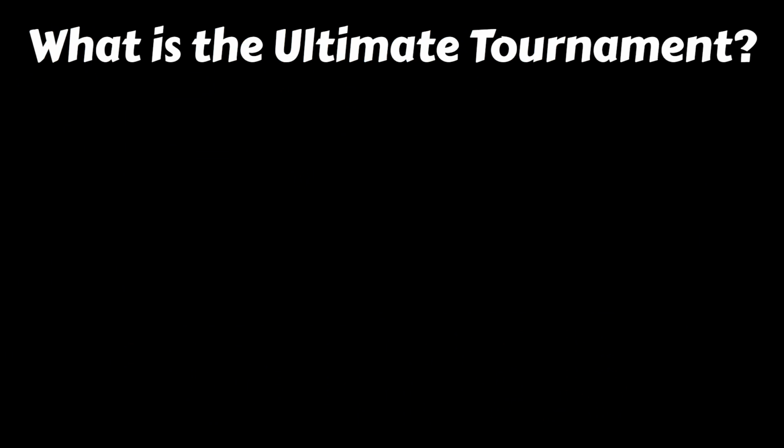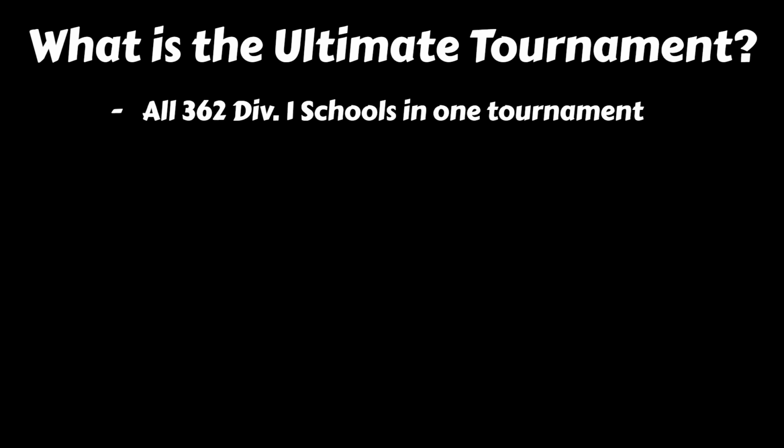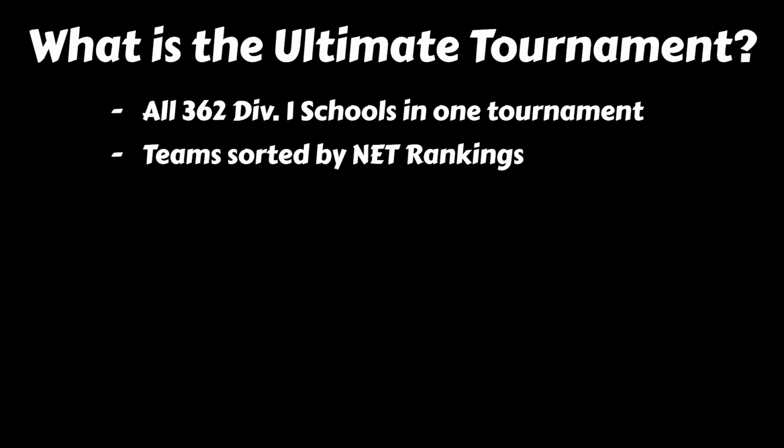Now, what is the Ultimate Tournament? Well, instead of it being a field of 68, it's going to be all 362 Division I schools in one tournament. Now, how do I do that? Well, I'm going to take each of the teams and sort them by their net rankings from this year and be able to then put them into brackets. What that means is they're going to be divided across 16 regions, instead of the 4 that we had previously with the original March Madness.